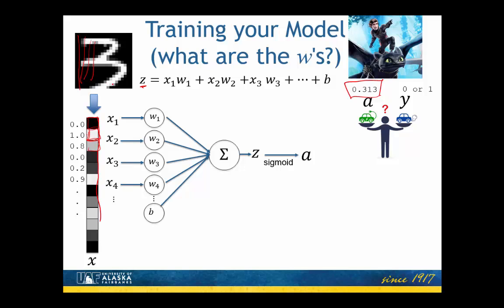And so then you're going to say, well, my model said it was 0.313, but maybe it was actually the number 3. That means it's not giving you the correct answer. You want something greater than 0.5. So you now need to adjust those W's. You need to go ahead and do some tuning to what those weight values are.